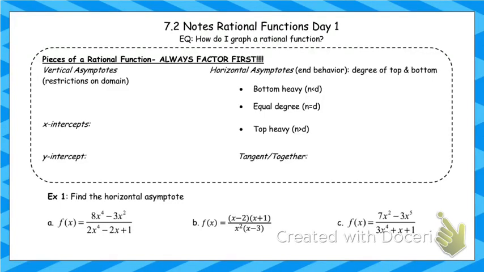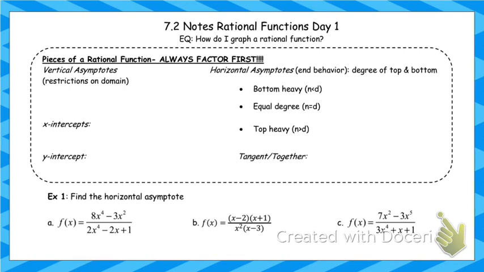Hi guys, so today we're going to look at graphing rational functions that are more than just a simple transformation of the parent function. So in order to graph rational functions, there's really four pieces that we need to define. The first is the vertical asymptote, the second is the horizontal asymptote, then we look for our x-intercepts and our y-intercept.